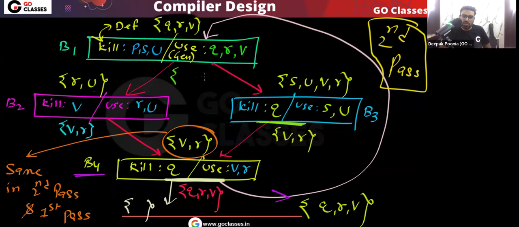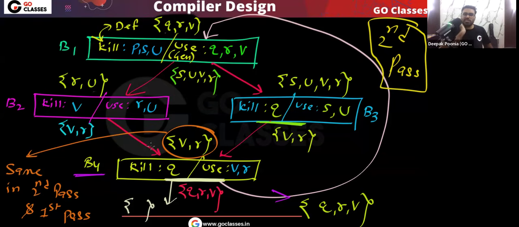Now we will take the union, because for the basic block B1, there are two successors, B2 comma B3. So the out of B1 will be the union of in of the successor basic blocks. So you will take the union, that will be SUVR. So you can notice that this is also not changing in the first pass. In the second pass, this is the same. So what will be in of B1? That also will not change.